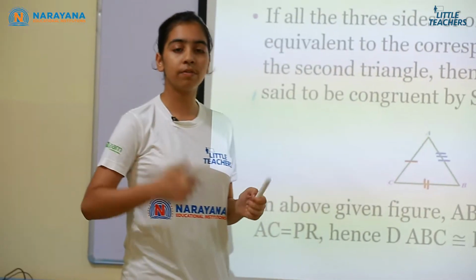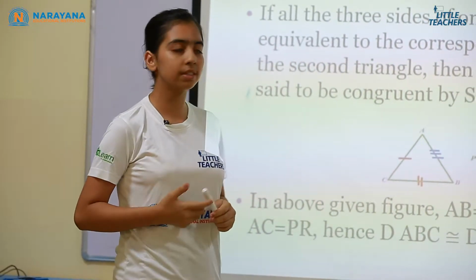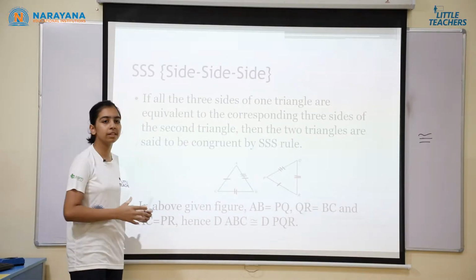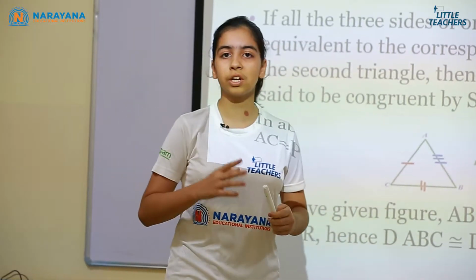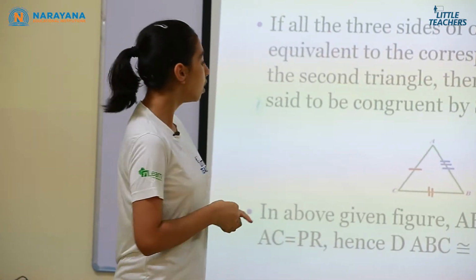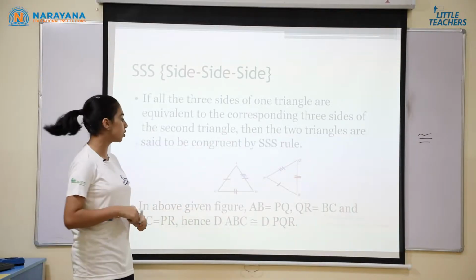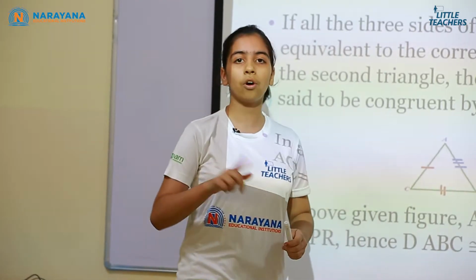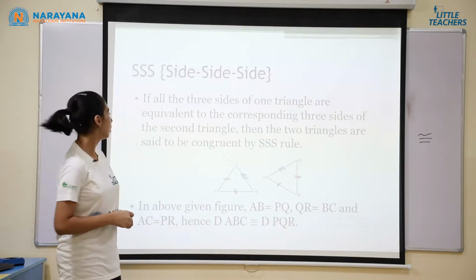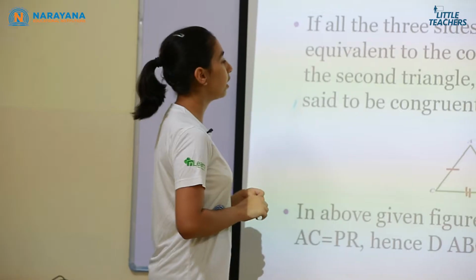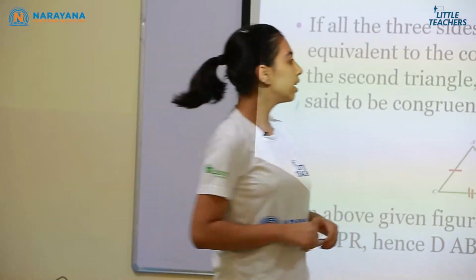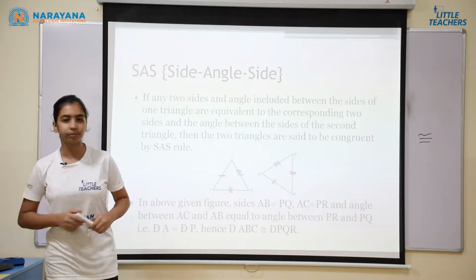Let's have a quick revision of SSS criteria. SSS criteria is the criteria where 2 triangles are congruent if and only if all the 3 corresponding sides of the triangles are equal. So this was the first criteria that we have learned about congruency. Now let's get started with the second one.